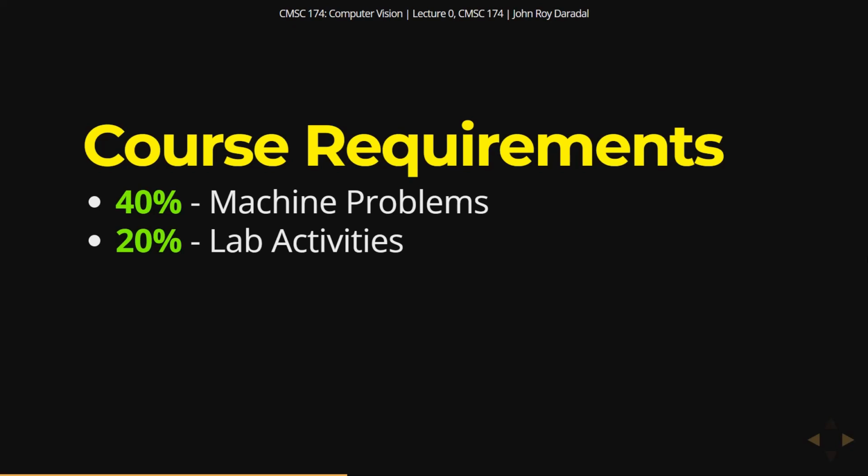Okay, so I'm assuming that you did not enroll in this course just to watch some videos, but you actually want to learn computer vision. So it's better to actually do the activities for you to be able to learn. So you'll notice 60% of your grade will come from your lab activities. So machine problems and lab activities, 60% from the lab.